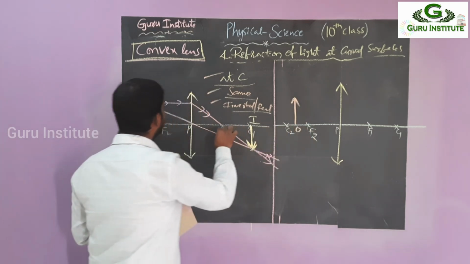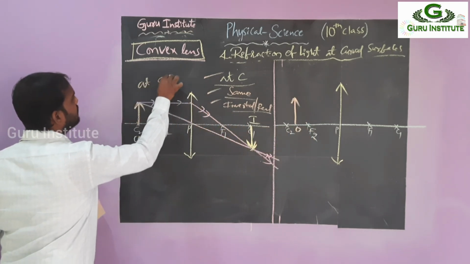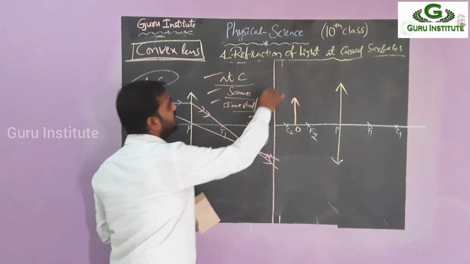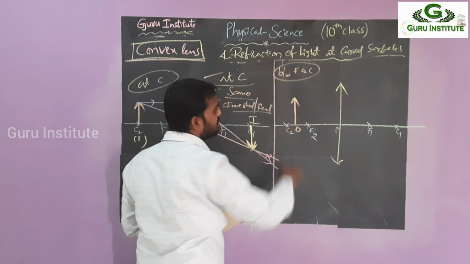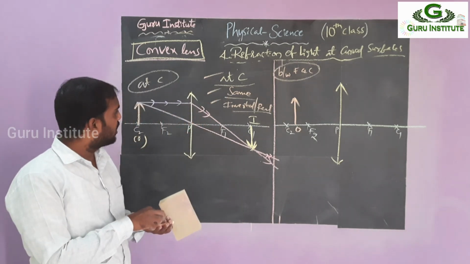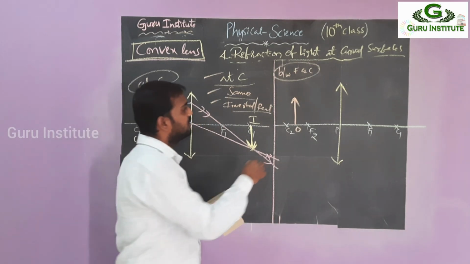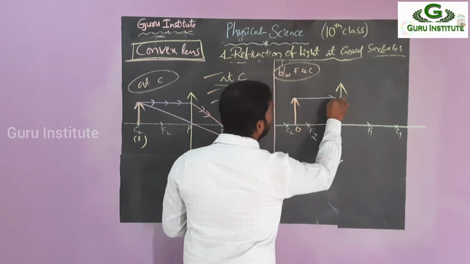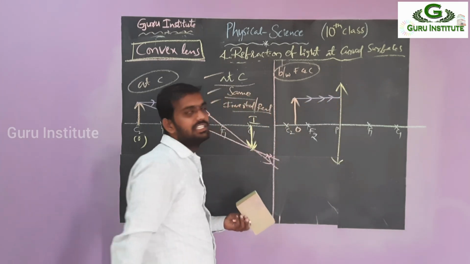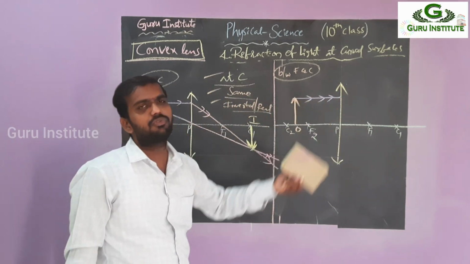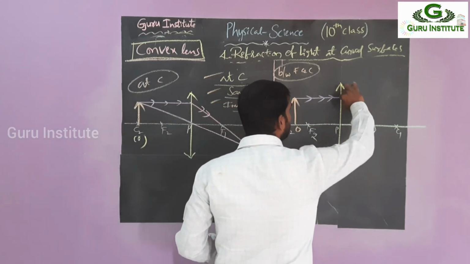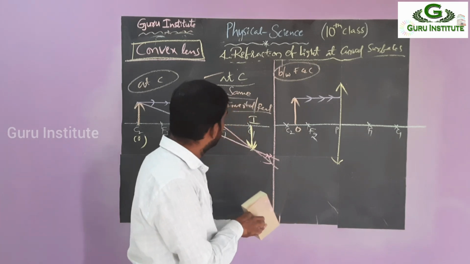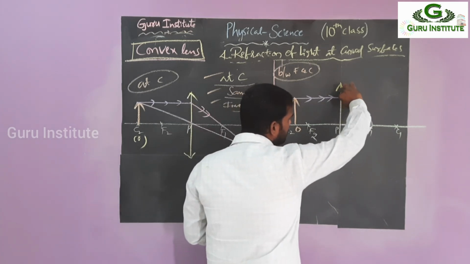I am taking this one at C, and this one between F and C. Just observe this one clearly. You only have to do work for the first ray, that's enough. Compared to mirror diagrams, it is an easy one. Why? Because one ray is always passing through the focus and the remaining one through the pole only. For your understanding purpose, I am using another chart piece.